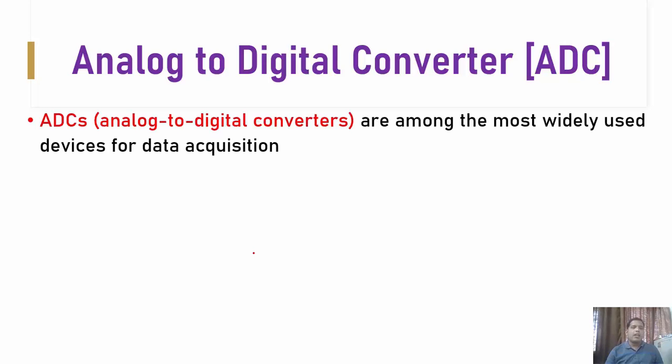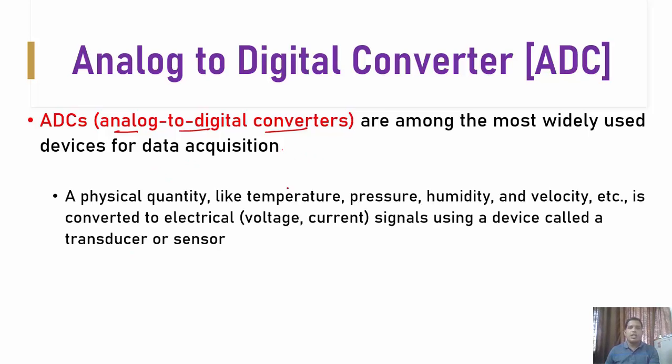So basically, ADCs are nothing but analog to digital converters, and these are the most widely used devices for data acquisition. Physical quantities like temperature, pressure, humidity, velocity, which are available in nature, or I will say natural quantities, are converted into an electrical equivalent signal, which is in the form of a voltage or a current, using a device that is called a transducer or a sensor.